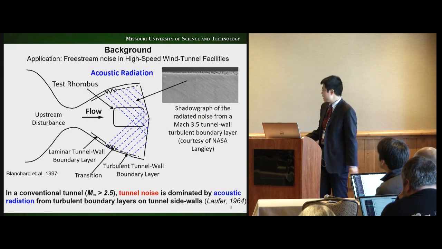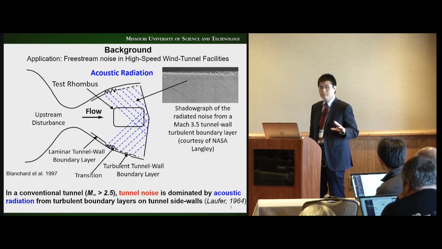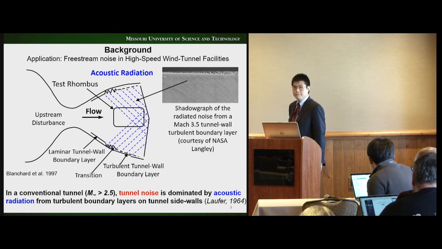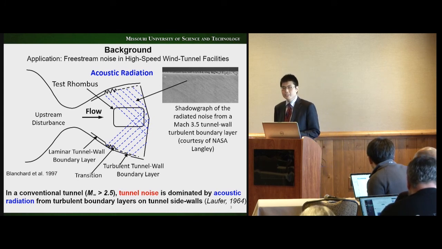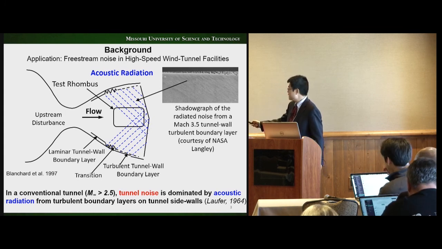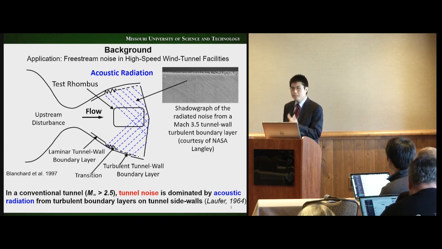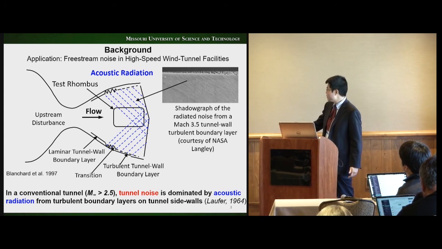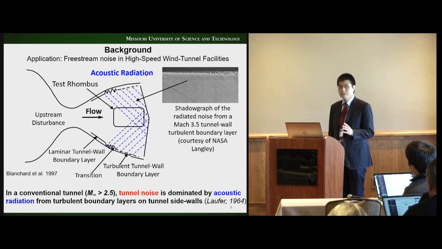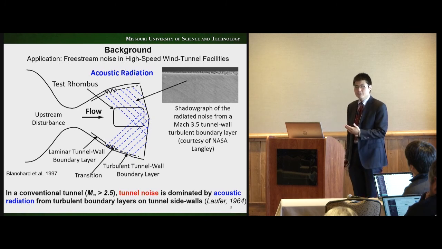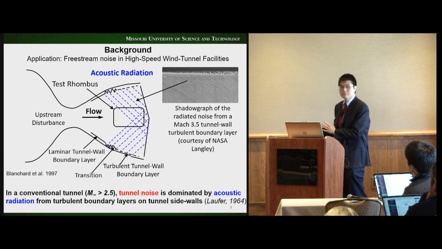This is a picture of a typical supersonic, hypersonic wind tunnel. This is an experimental image which shows the acoustic radiation from the turbulent boundary layer on the tunnel wall. You can see this density gradient or pressure gradient propagating away from the tunnel wall. This will get to the test section, interact with your test model, and make your measurement less comparable with flight. So understanding this phenomenon is very important to extrapolate the data you get in the tunnel to the free flight condition.